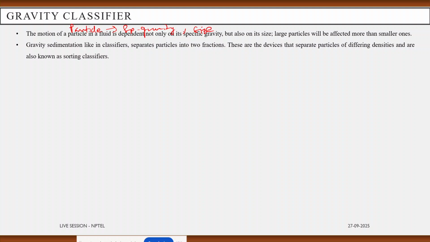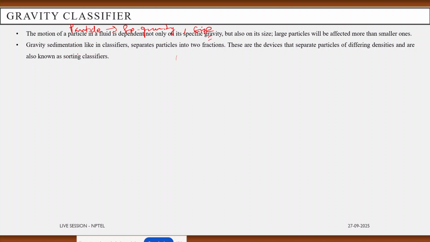So we will focus on these two cases simultaneously, or keeping one constant and focusing on the other, because there will be some cases when two particles have near specific gravity but different size, or cases where the particles have the same size but different specific gravity. The motion of the particles in the fluid will obviously depend on both of them. The larger particles will be affected more than the smaller particles.